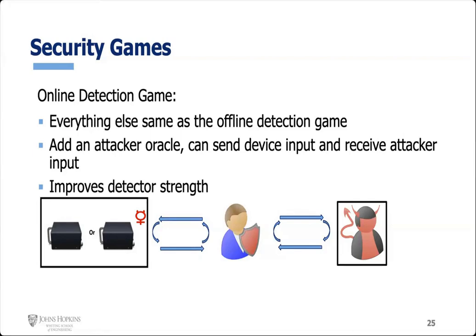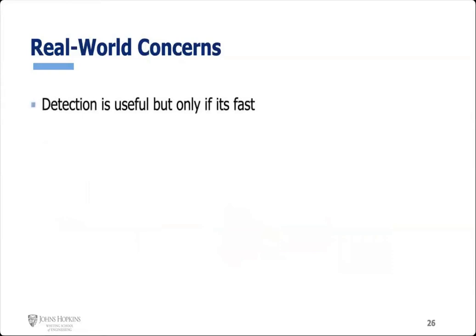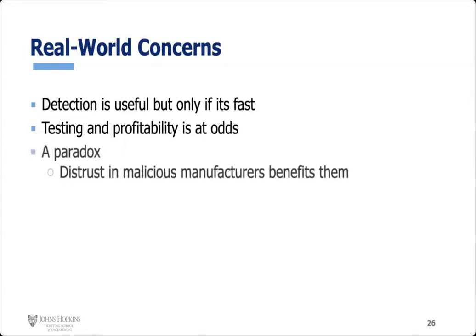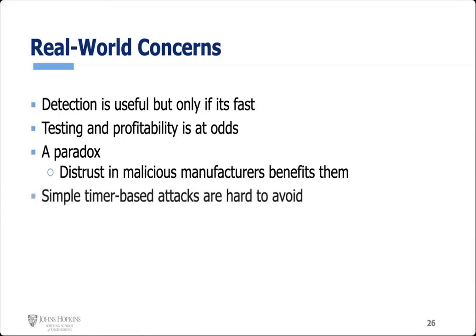Most of our attacks are online detectable. So in certain settings, it is possible to find out whether such attacks are possible. Here are some real world concerns, right? So these games are useful, but detection only comes to save the detector if it is fast, right? And testing and profitability of devices are at odds, right? Here's a paradox. If you don't trust your manufacturer, if you believe that they're malicious, that actually benefits them, because while your device is being tested, it is actually offline, and that increases the relative capabilities of a malicious manufacturer.